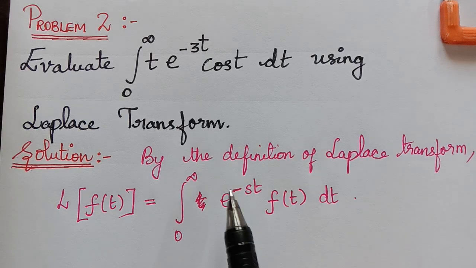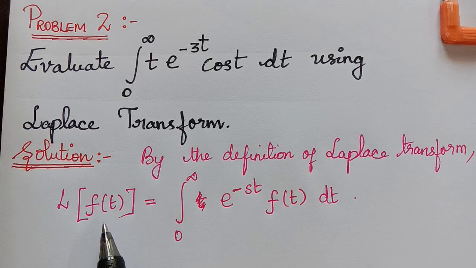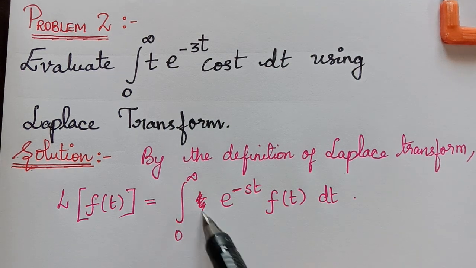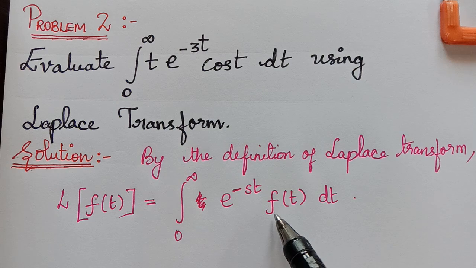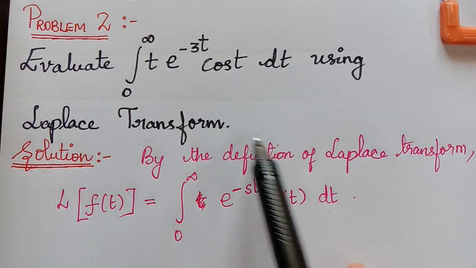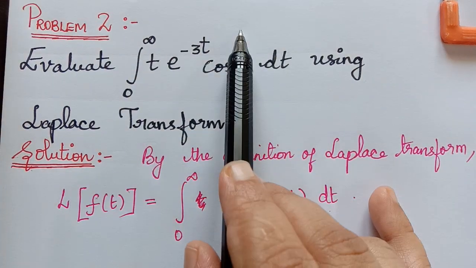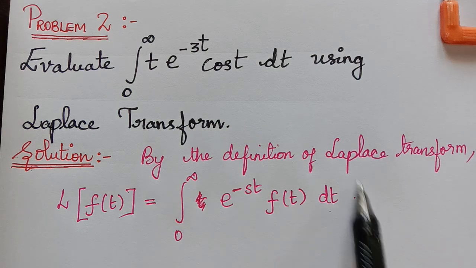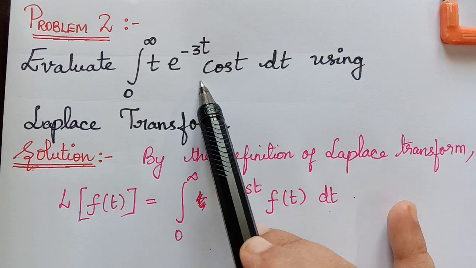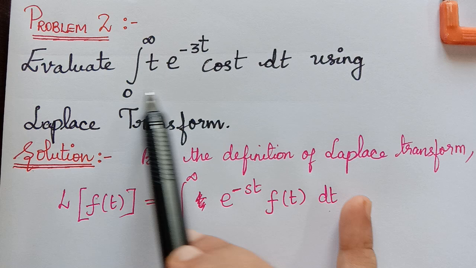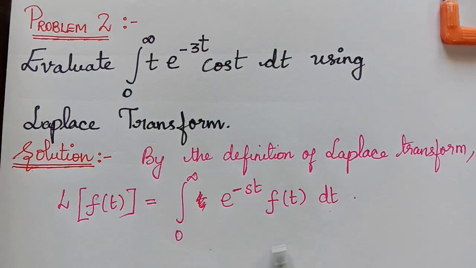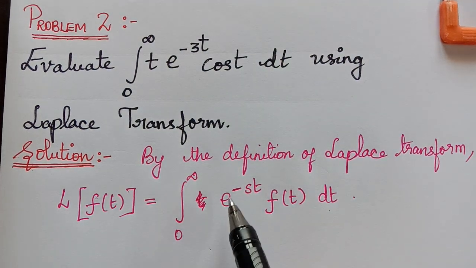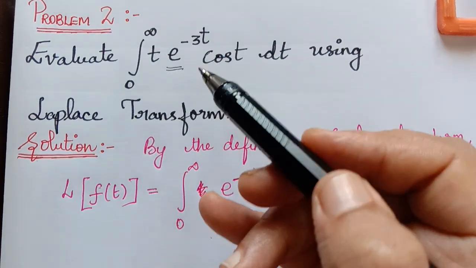By the definition of Laplace transform, we have L of f(t) is equal to the integral from 0 to infinity of e^(-st) f(t) dt. Now we have to compare the given integral with the definition of Laplace transform. So what is the given integral? This given integral can be rewritten in this form. So first we will write e^(-3t).